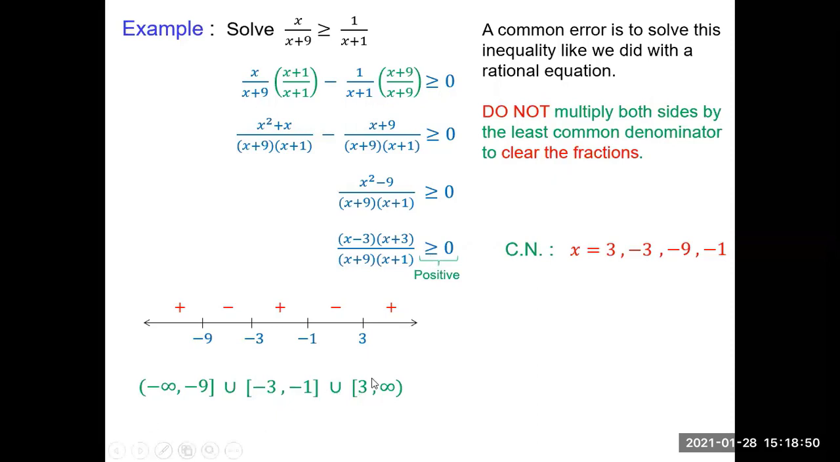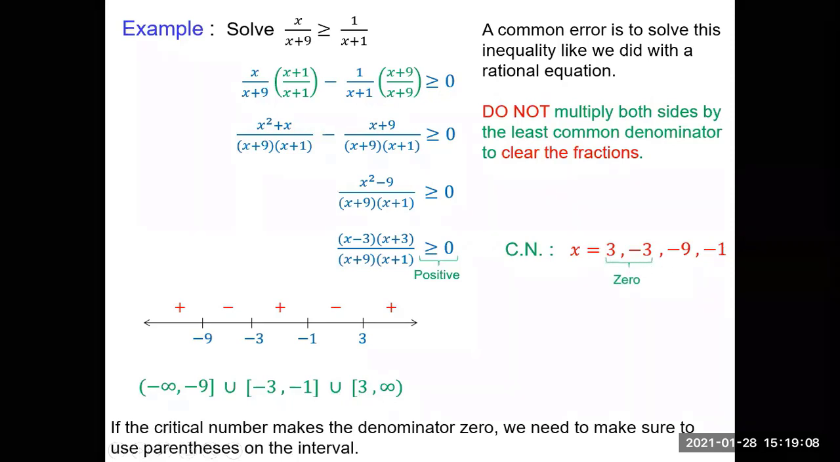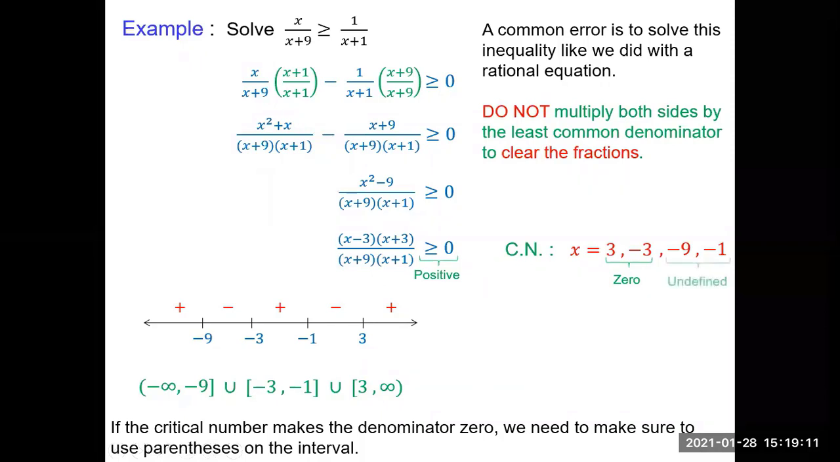Seeing an equal sign, they just put a bracket everywhere. But keep in mind what a bracket means. The bracket is saying that this function is either greater than 0 or equal to 0. When I go back to my critical numbers, notice that only 3 and negative 3 caused the function to equal 0. Negative 9 and negative 1 caused the function to be undefined. So I can't include the x values that would cause undefined. So we have to be very careful that the critical numbers don't make the denominator 0, and therefore I have to modify my interval to put parentheses on negative 9 and on negative 1.